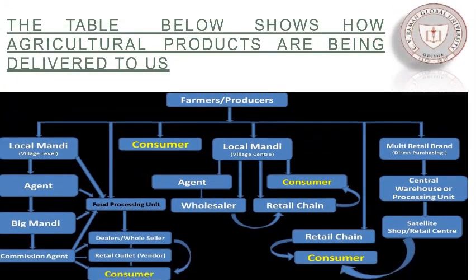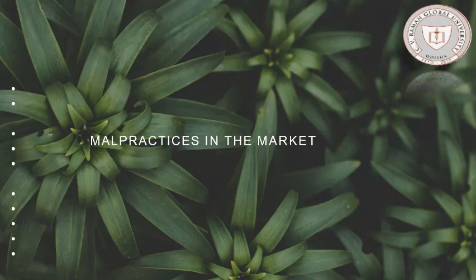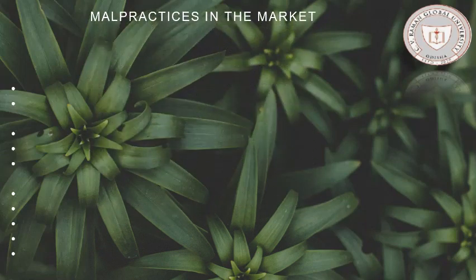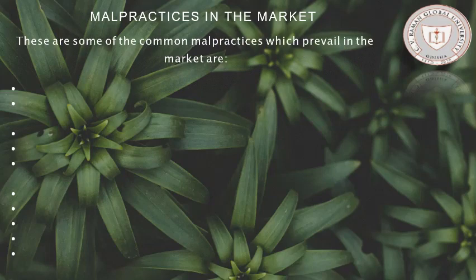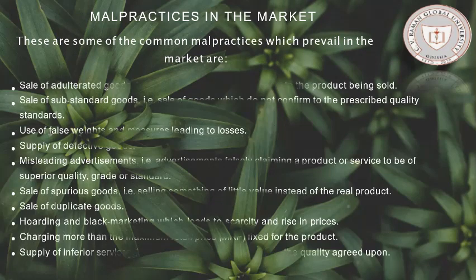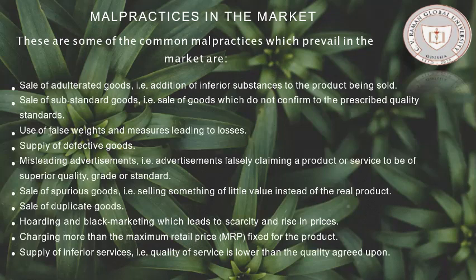The table below shows how agricultural products are being delivered to us. Malpractices in the market of India are causing so many drawbacks in agriculture. Well, we can say that for the general market as a whole. The given few points specify the major turbulence in general.